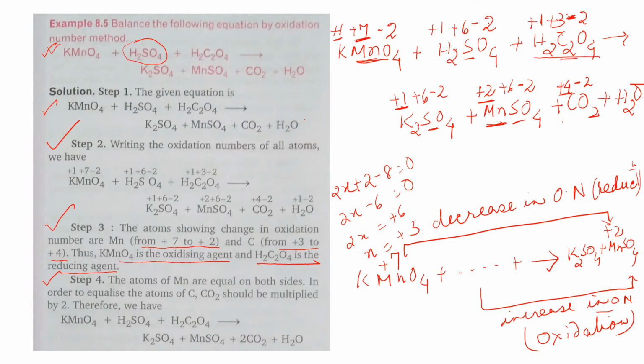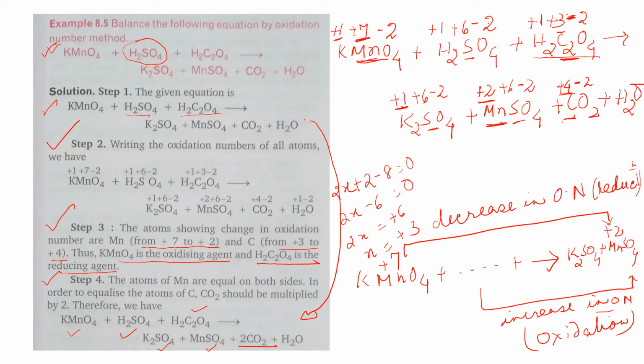But carbon is also undergoing change in the oxidation number. Now you see the left hand side carbon is 2 and the right hand side the carbon is 1. So that means you have to balance carbon. So your step number 4 will be this line only: KMnO4, H2SO4, H2C2O4 on the left, K2SO4 and MnSO4 on the right hand side, but carbon is having less number. How many less? 2. So it is 2CO2. Okay? Am I clear to you?